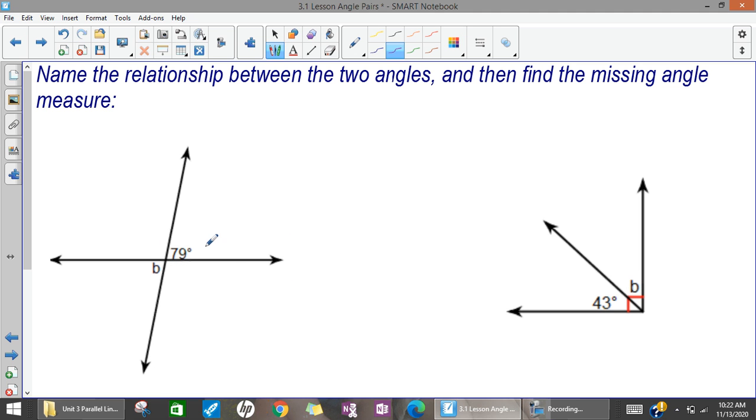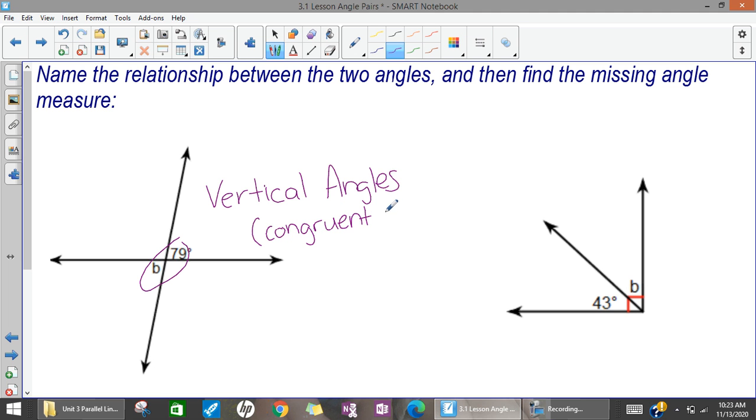So if I look at this first one, I have 2 angles. They're made by 2 lines crossing, this line and this line, and they're across from each other. So these are vertical angles. And what we discussed was that vertical angles have the same measure. They're congruent. Congruent means they're the same size and shape. So they're both angles and they're both the same measure. So if we know one of these angles is 79, then we know the other angle is also 79 degrees.